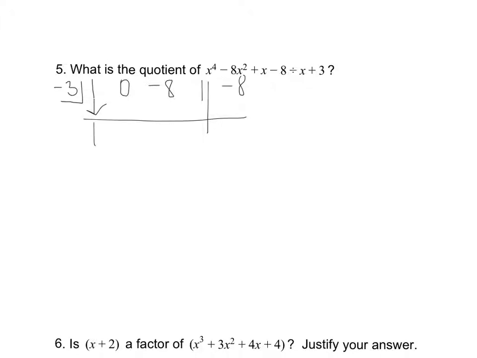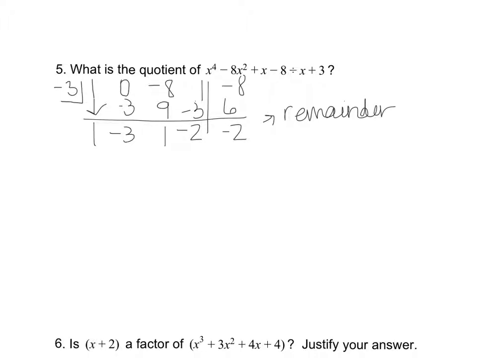Bring down the 1. 1 times negative 3 is negative 3. 0 plus negative 3 is negative 3. Negative 3 times negative 3 is 9. Negative 8 plus 9 is 1. 1 times negative 3 is negative 3. 1 minus 3 is negative 2. Negative 2 times negative 3 is 6, and negative 8 plus 6 is negative 2. So remember, the last number is always our remainder.